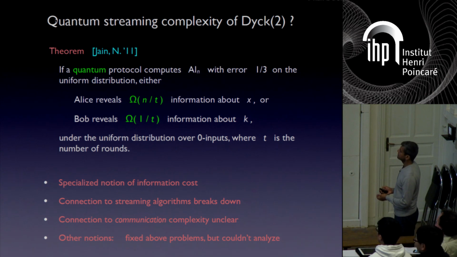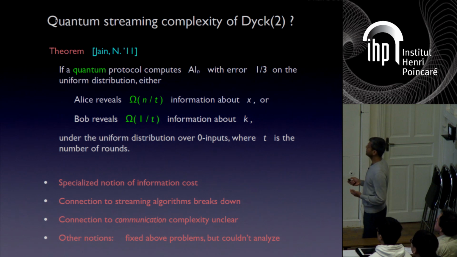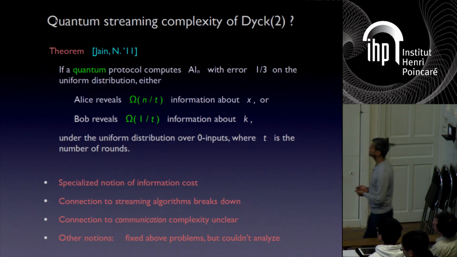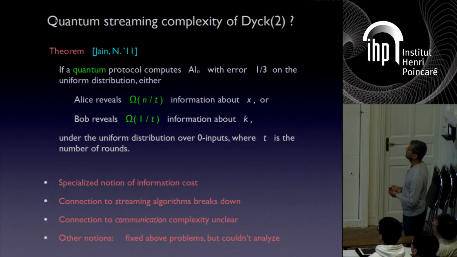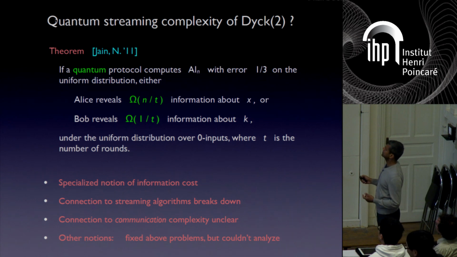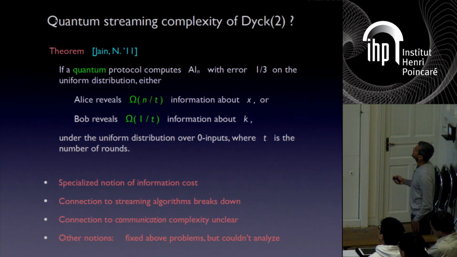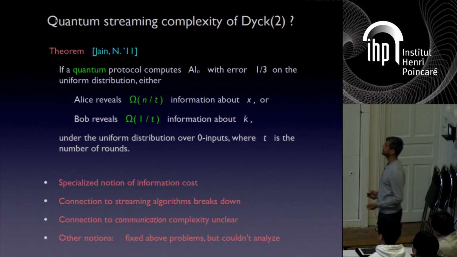So it turned out we were successful in showing an information cost trade-off for quantum protocols, and it looked like the following. For the uniform distribution over zero inputs, correctness probability at 2/3, and T-round protocols, we showed that either Alice reveals n over t information about her n-bit input, or Bob reveals 1 over t information about his log n bit index.